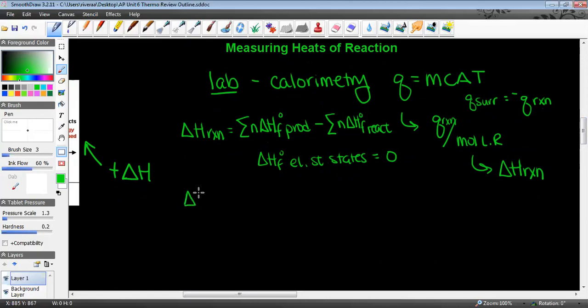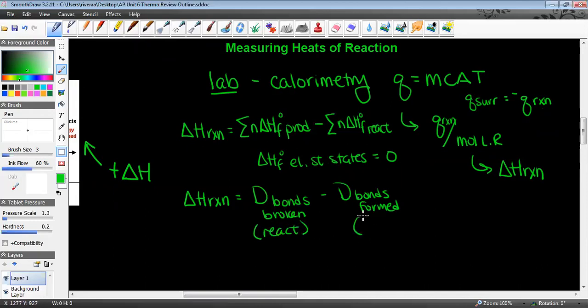Another way to get a delta H of a reaction is to take the bond enthalpies. Now, the symbol for bond enthalpy is D. I just don't use it very often. So anyway, the bond enthalpies of the bonds that are broken minus the bond enthalpies of the bonds that are formed in the reaction. And this one is backwards from this one. Like this one is products minus reactants, bonds broken minus bonds formed. The bonds that are broken in the reaction are the reactant bonds, and the bonds that are formed in the reaction are the product bonds.